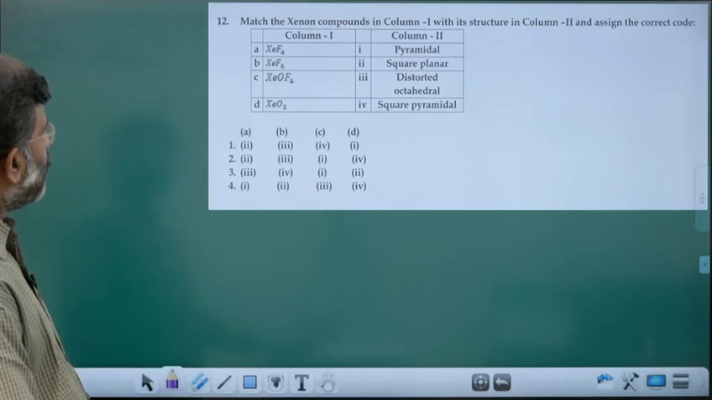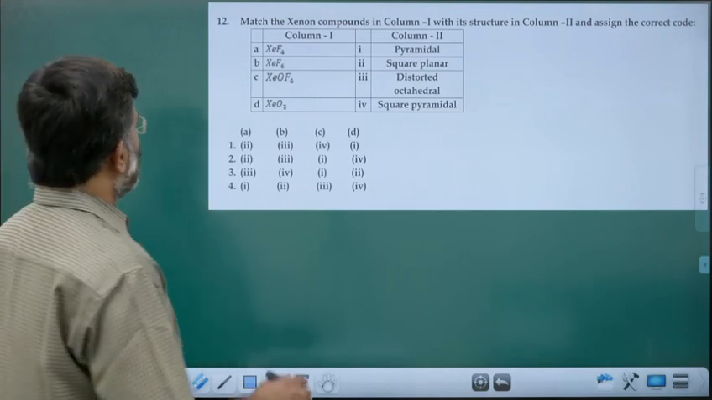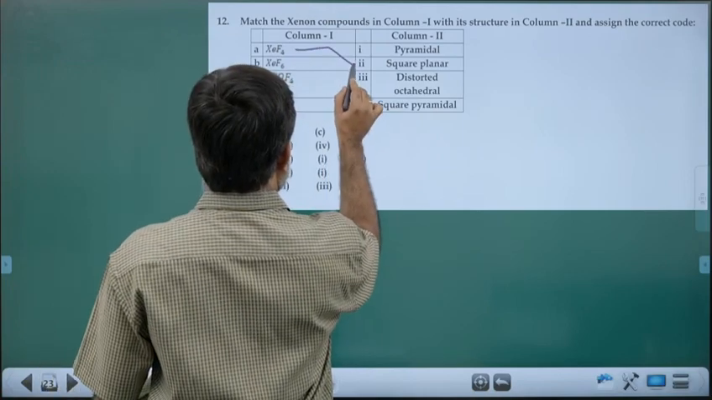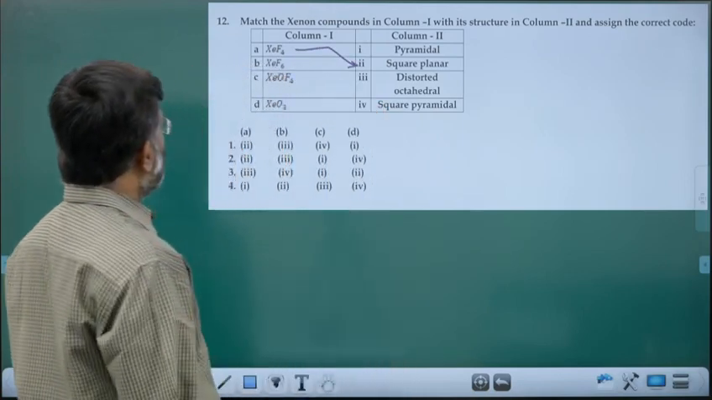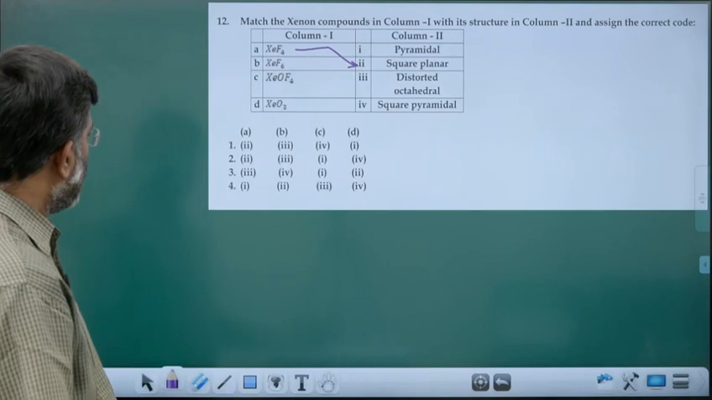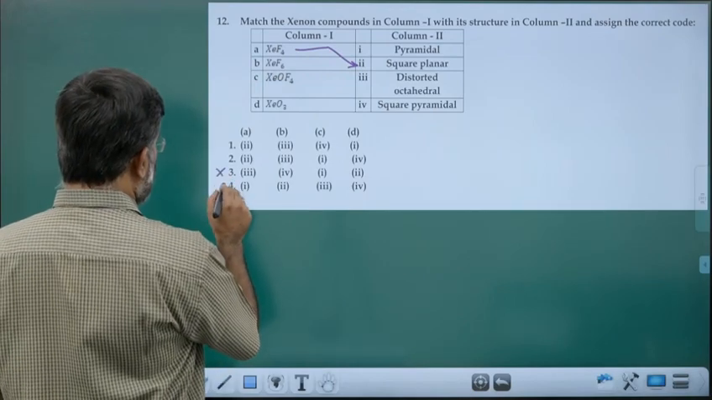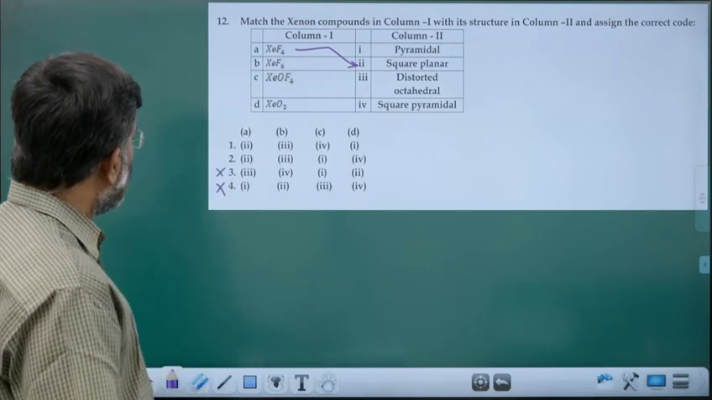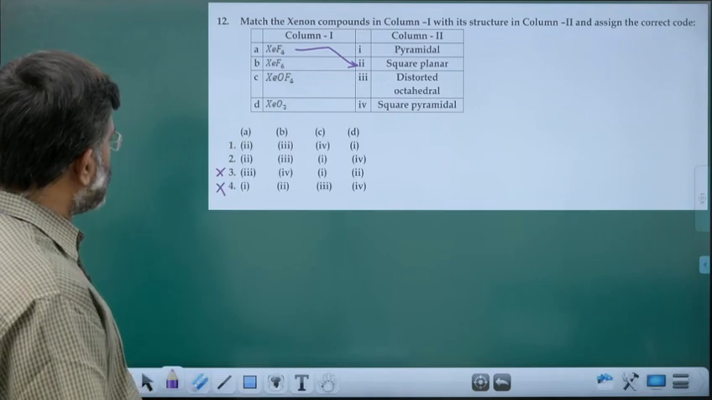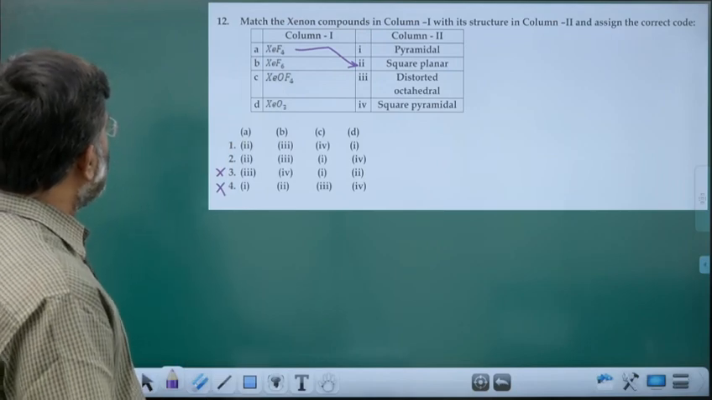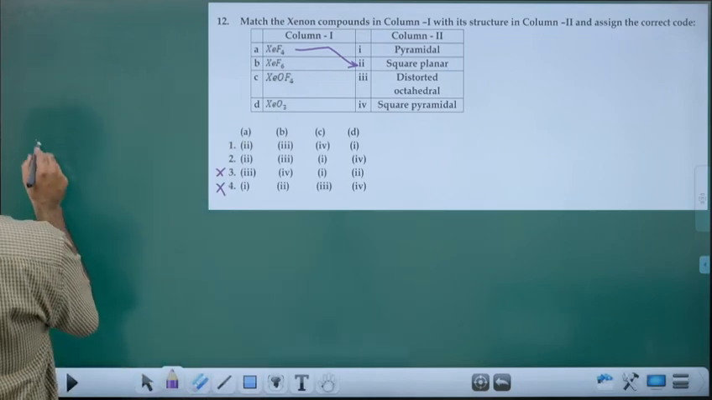Column matching. XeF4 square planar, we have already seen. XeF4 square planar is A2. A2 means these choices are cancelled. B3, no use looking. C, what about C? XeOF4. XeOF4.